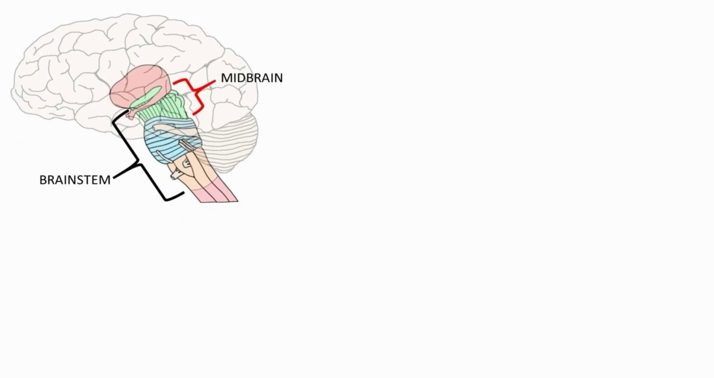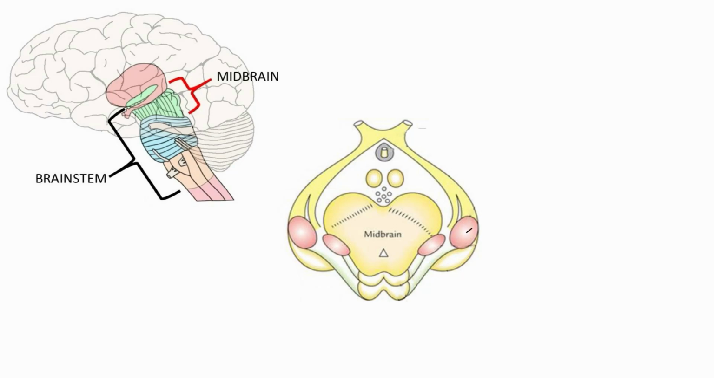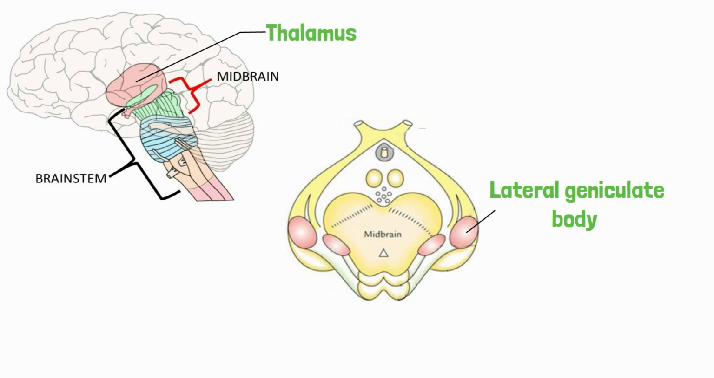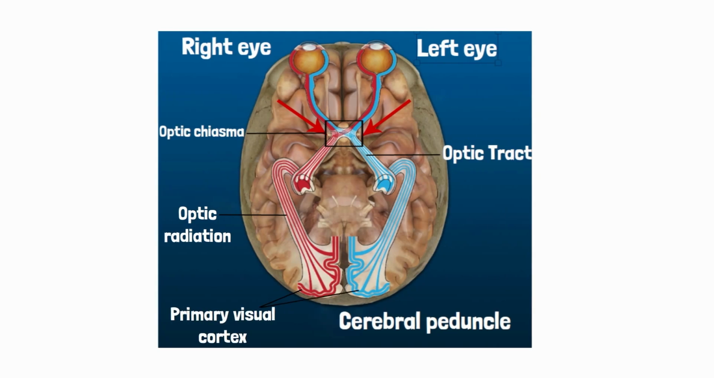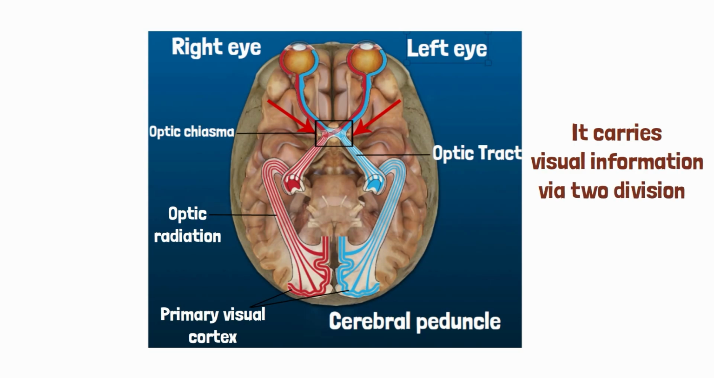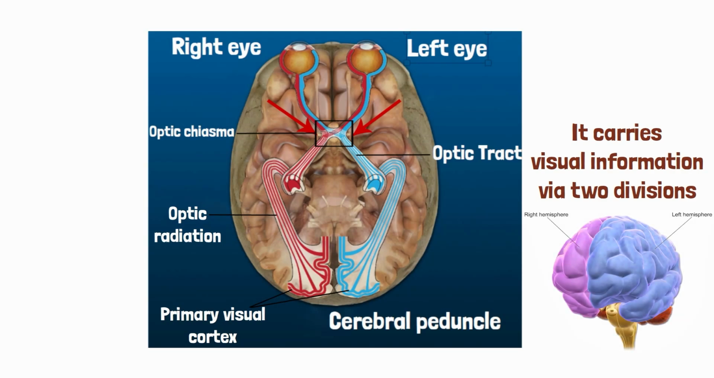Meanwhile, the rest of its nerve fibers terminate by synapsing with the nerve cells located in the lateral geniculate body. The lateral geniculate body is a small oval projecting from the thalamus. The thalamus is the relay center of the brain receiving all the incoming information. The nerve cells in the lateral geniculate body exit it to form a nerve pathway known as the optic radiation, which passes on from the lateral geniculate body to the primary visual cortex in the occipital lobe of the brain. It carries visual information via two divisions, the upper and the lower division, along each side of the cerebral hemisphere. So this was all about the structural aspect of the nerve.